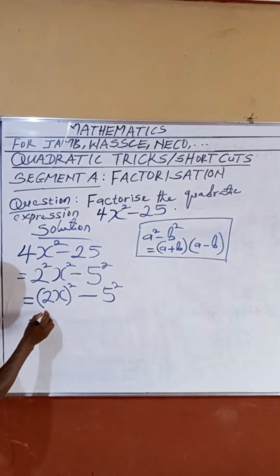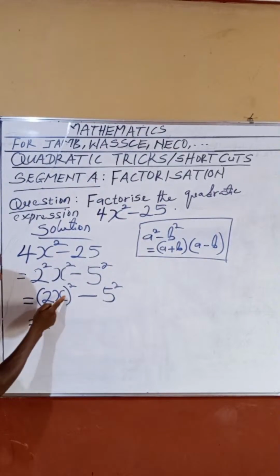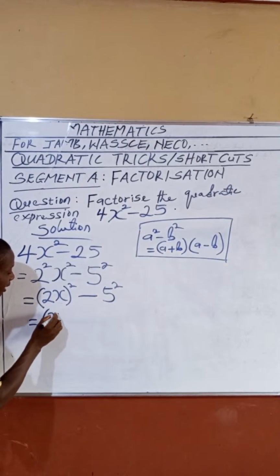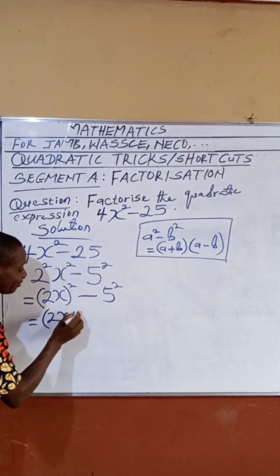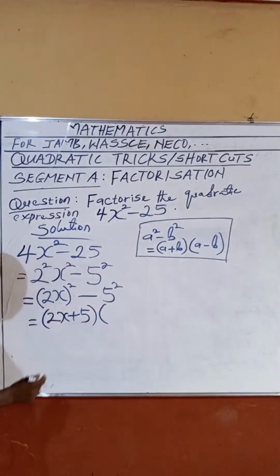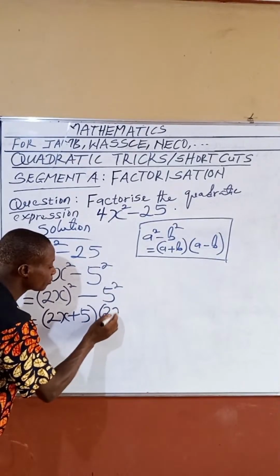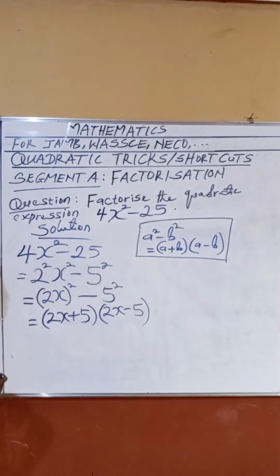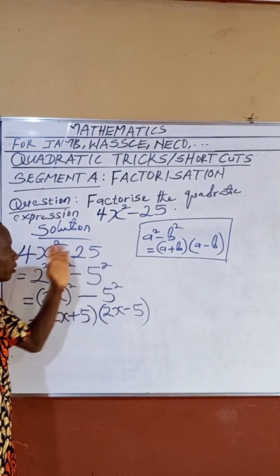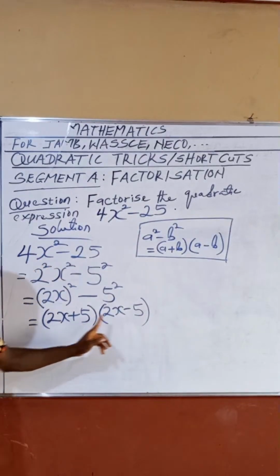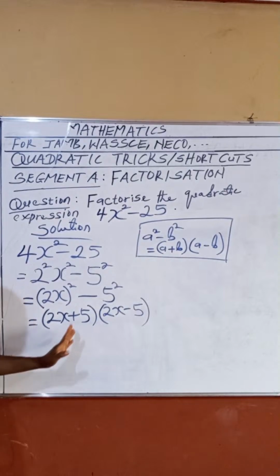Let's do same here. So we are going to have 2x. These are a. Don't forget, this first one is our a, while the second one is our b. It means we have 2x plus 5. Then close the bracket. Then open another bracket here. All right, 2x minus 5. Okay, so this is the solution to this particular question. When you have difference of 2 squares, always put one as plus and the other as what? Minus. So positive and negative.